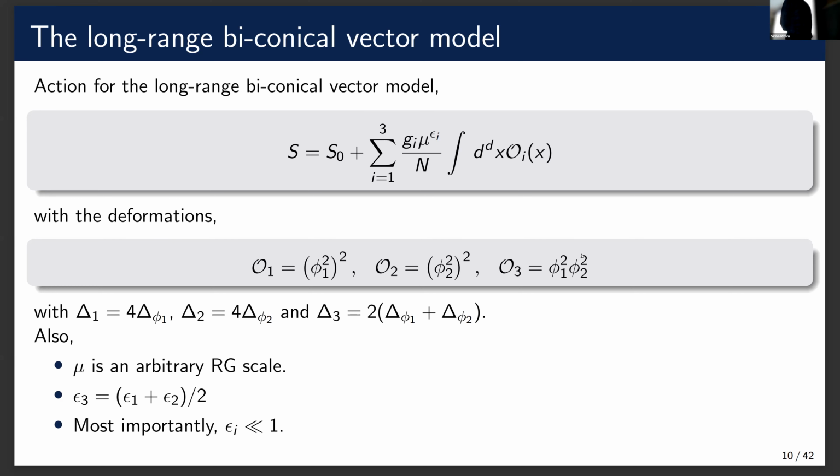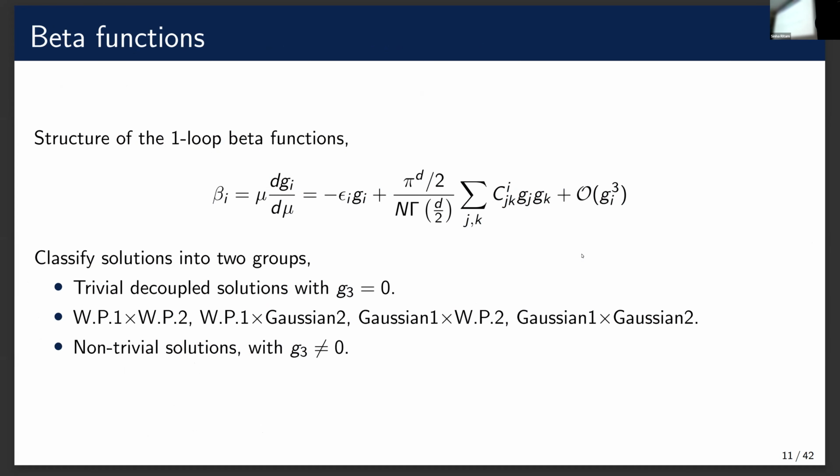And throughout this work, we are always trying to keep epsilon less than 1. And as I explained a little while ago, the dimensions of each of these is fine-tuned in such a fashion that each of the operators is marginally relevant. They have a dimension which is d minus epsilon. Okay, all right. So these will deform the Gaussian fixed point, and you can calculate the 1-loop beta functions for the 3 couplings corresponding to the 3 fields.